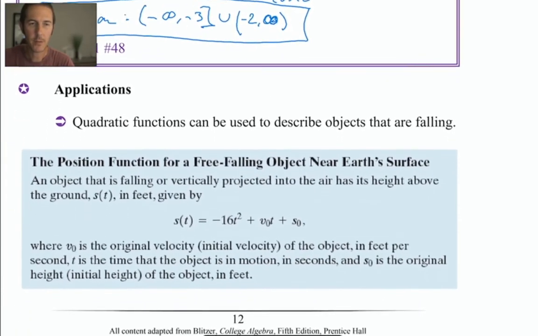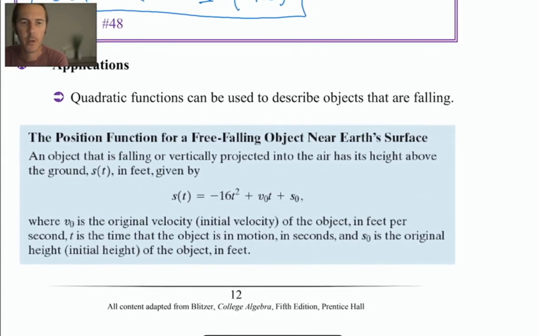And then lastly, let's look at an application. So this is a position function, and if you go so far as to take a business calculus class, you'll actually see these kinds of position equations. Certainly in a Calc 1 class, you'll see one there also. And this models an object that's falling or has been vertically projected into the air. So it's either going straight up or straight down. And if it's going straight up, eventually it's going to come straight down. And S of t is representing its height above the ground as measured in feet.